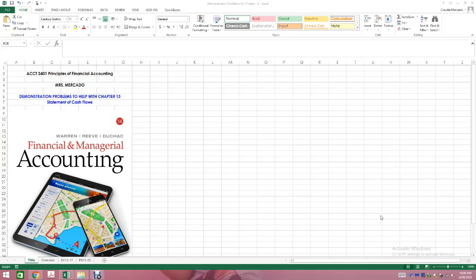Now, in your final exam, you will have to complete a statement of cash flows using the indirect method. This particular chapter covers two methods, and we'll go over that in a little bit, of preparing a statement of cash flows. I am going to be testing students on being able to complete the statement of cash flows using the indirect method.